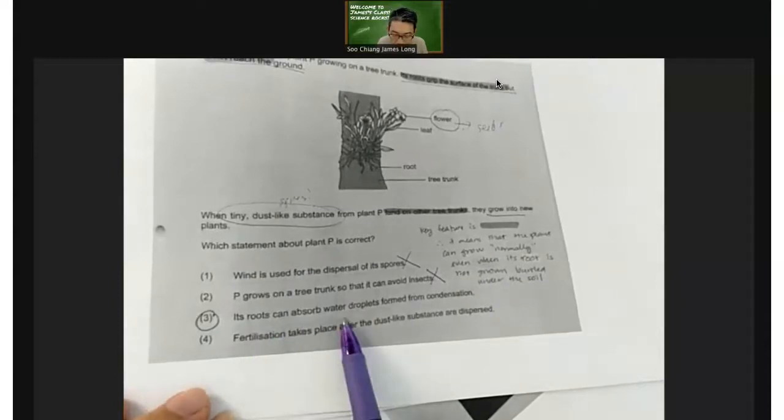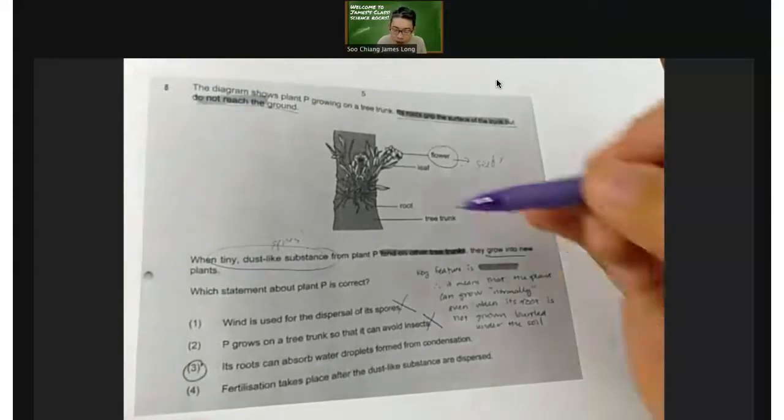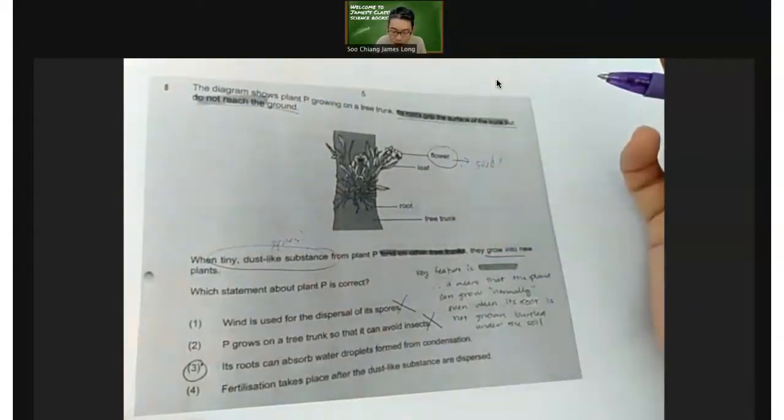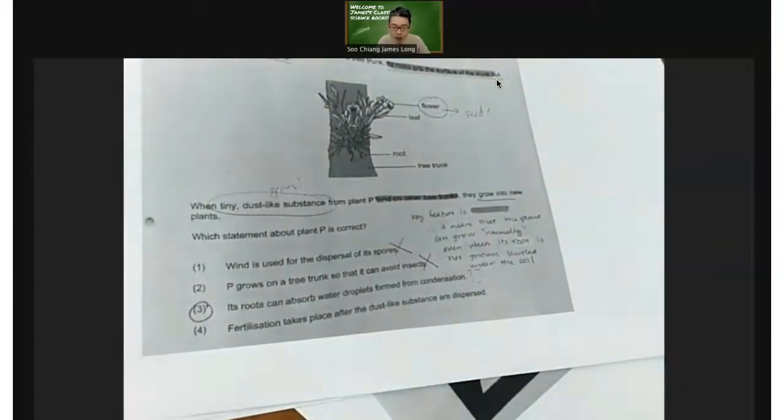Roots can absorb water droplets formed from condensation. Well, we were talking about where the roots get the water from. Alright, so this may be possible. I'm not sure, I put a question mark, but I will not rule it out.